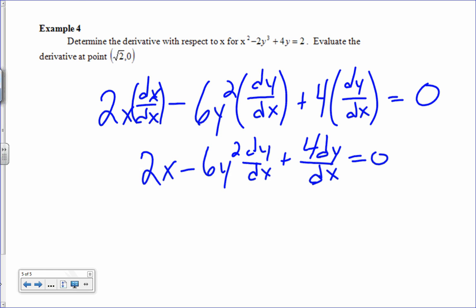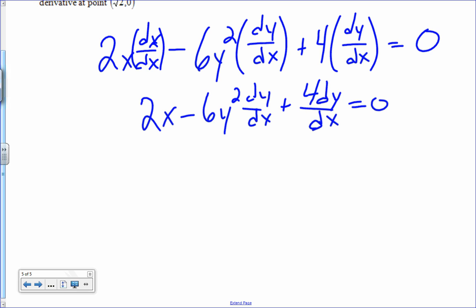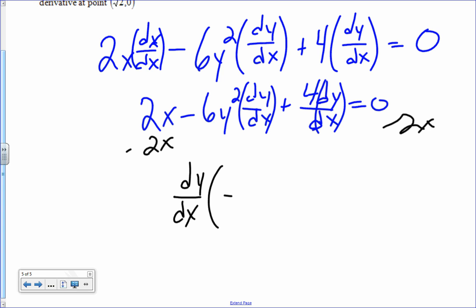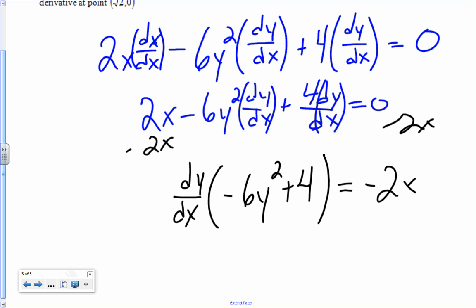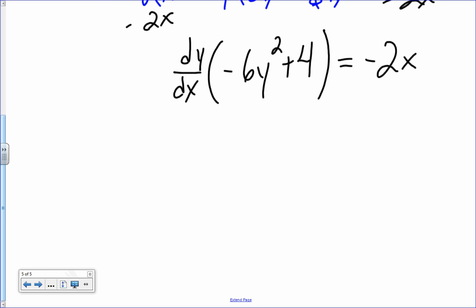So what our goal really was, was to get dy dx by itself, and we can because all the dy dx's that we have are to the same power, but we still got that 2x kind of in the way. So we'll move it. So subtract 2x. So I'm going to factor this out right now, if you don't mind. Is it just 4? Yep. There should be an equal sign outside the parentheses. We're almost there at this point.